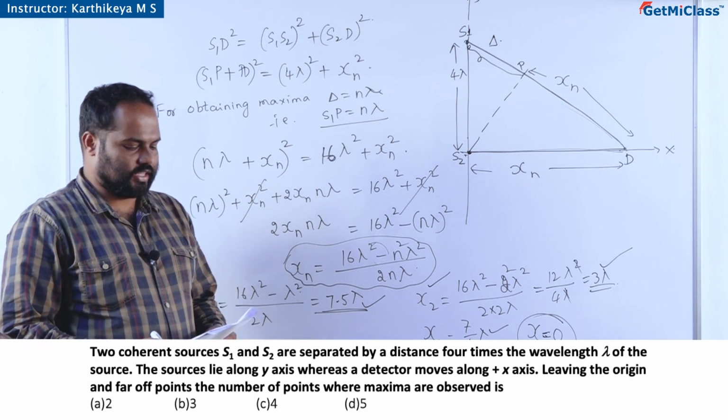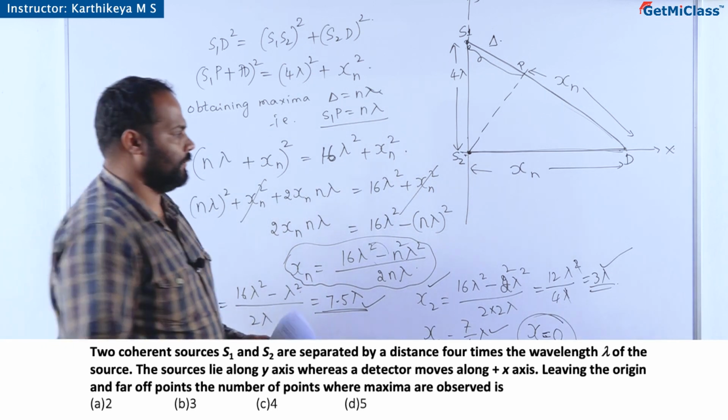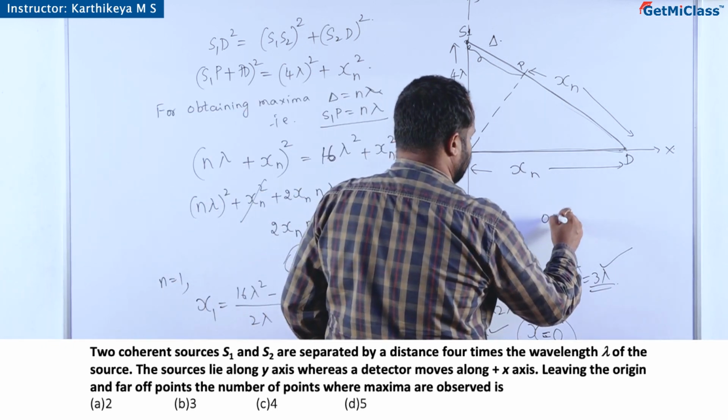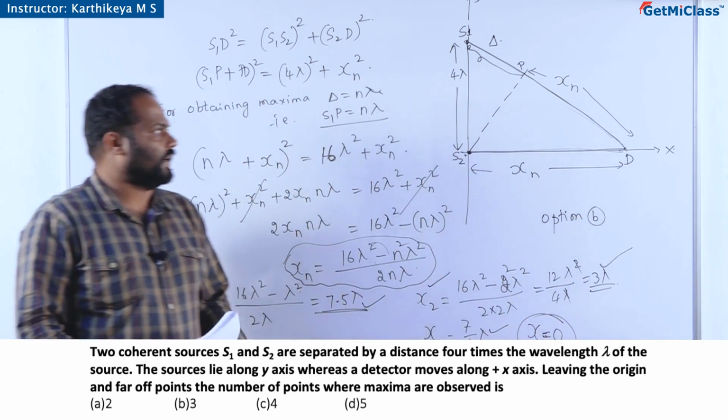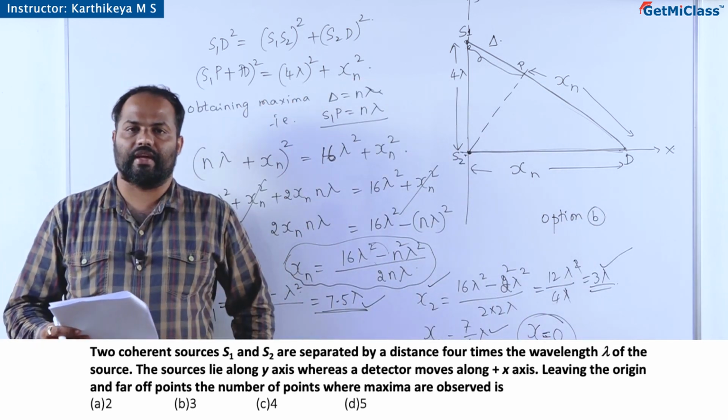Hence option B: you are going to get 3 maxima in that line. Hence option B is the right answer.